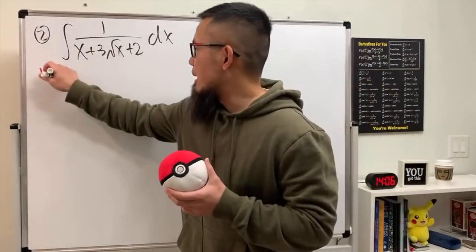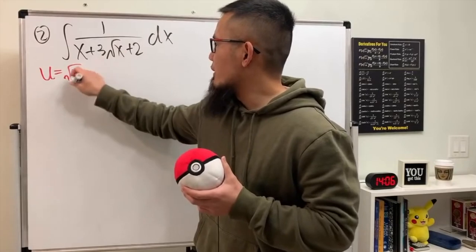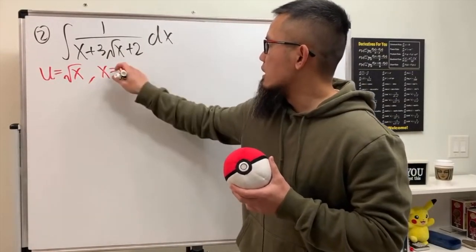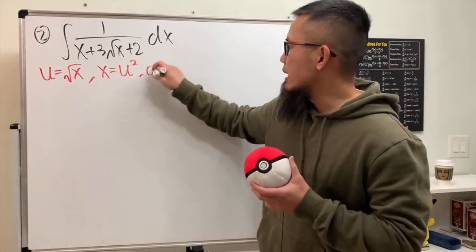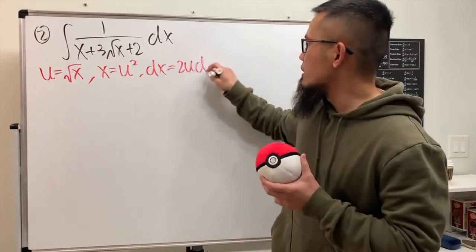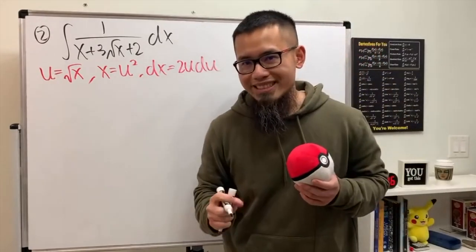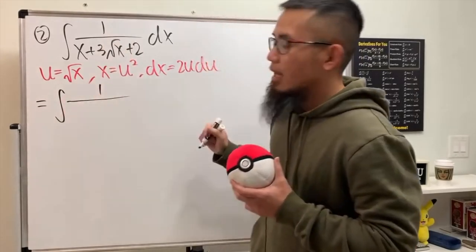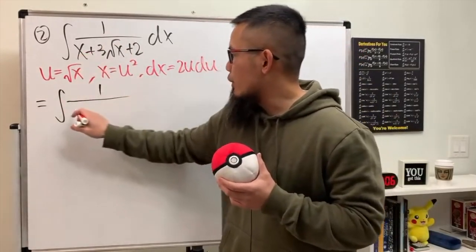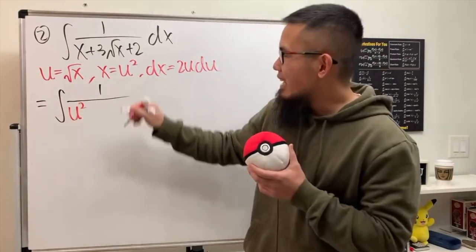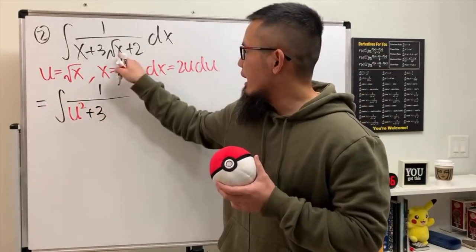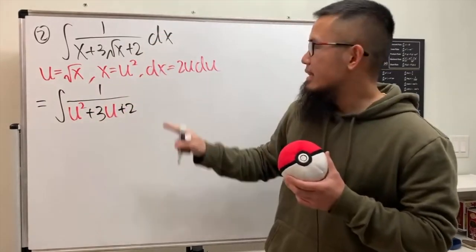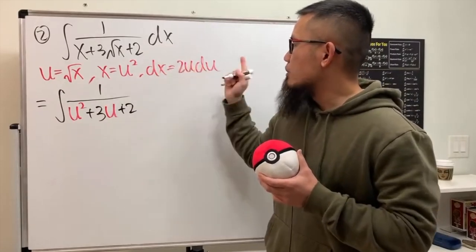So I'm going to take a u-sub, let u equal to square root of x. And then you will see that square both sides, we get x equals u squared, and then differentiate both sides, we get dx equals 2u du. And this is going to work out very nice. You will see that this becomes the integral. On the top, we have 1. On the bottom, x is the u squared. And then plus, here we have the 3, and the square root of x is the u. And then we have the plus 2. And then we have the dx being 2u du.